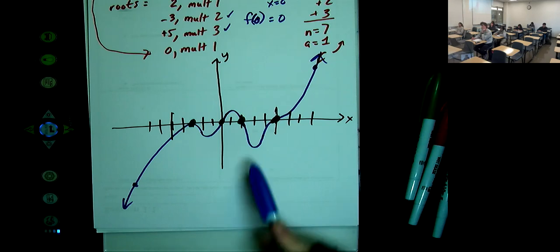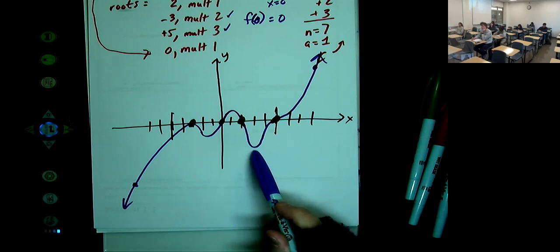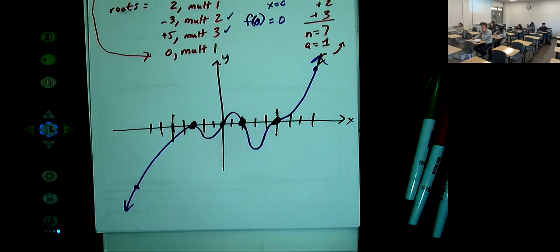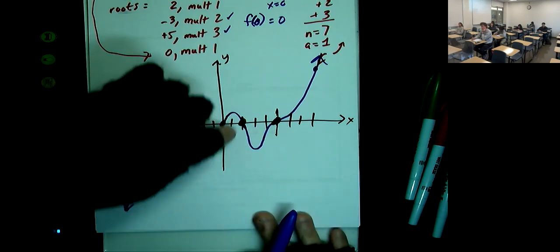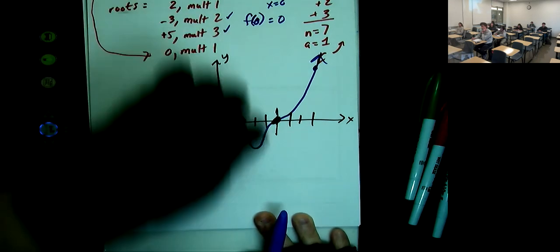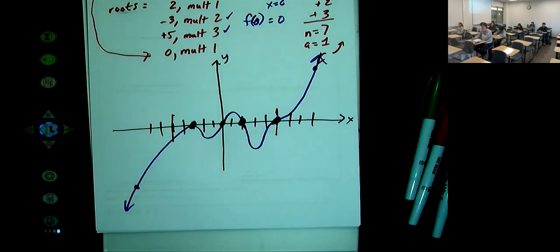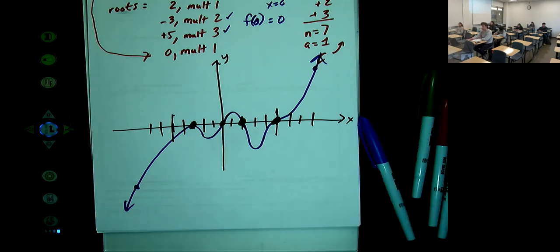Notice I don't have a lot of precision going on. I didn't bother to find where those points are, or how high this thing goes up before it starts coming back down. I didn't do any of that. You will do it in calculus. In calculus, you will find those turning points and where they're at. Here, we're just learning the basics of it.